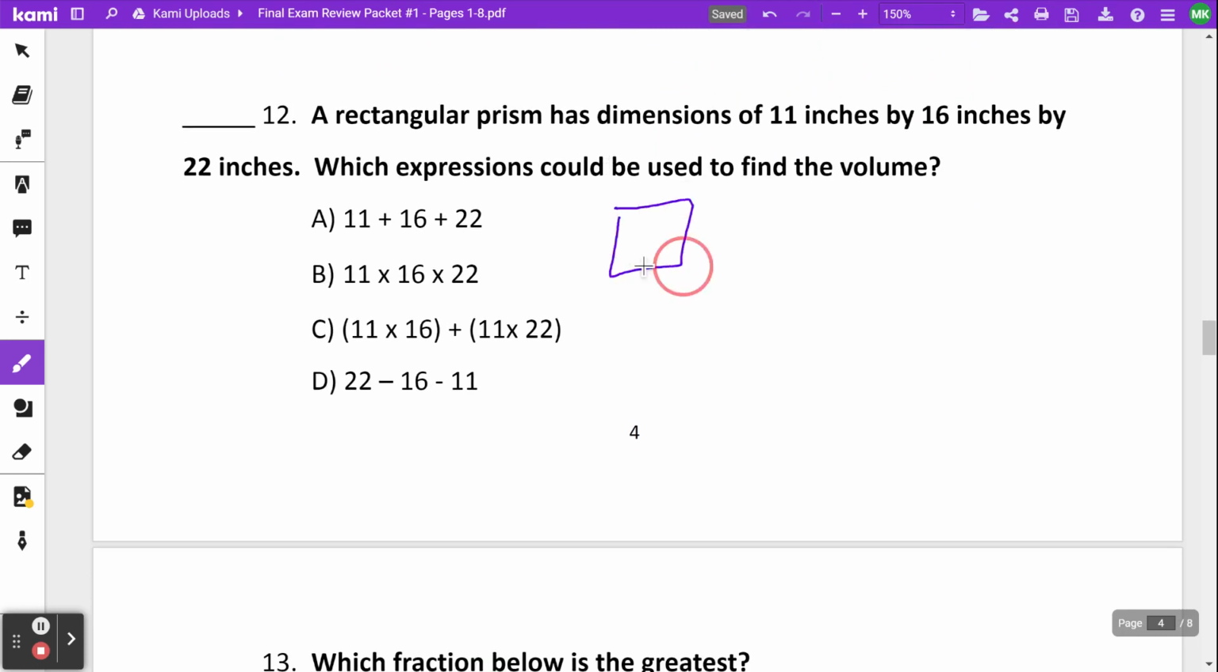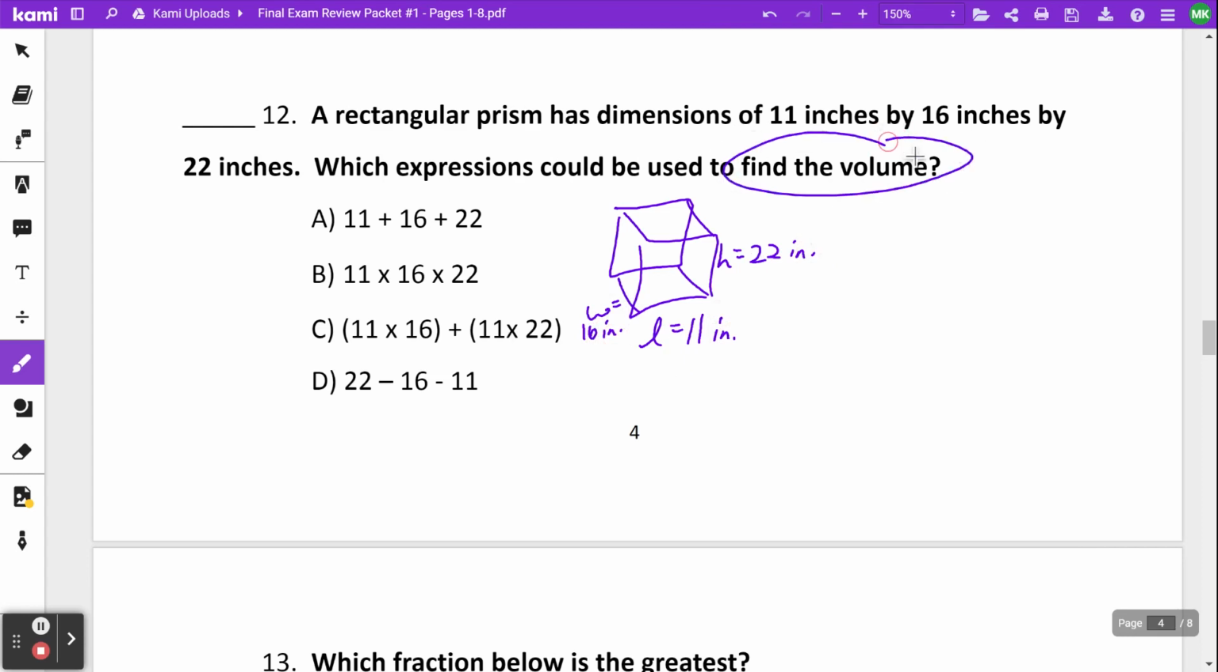All right. 12, we have a rectangular prism. So let me just draw one. All right, so I put 2 squares inside one another like that, and I do that. It's kind of fun. So I have length, and I have a width, and I have a height, right? 3 dimensions. One's 11 inches, and 16 inches, and a 22 inches. Doesn't really matter which one's which. Okay. I want to find the volume. Well, the volume is the length times the width times the height. So I want to multiply all these guys. Okay. And that's choice B. That's what I want. Okay. So that takes care of that guy.